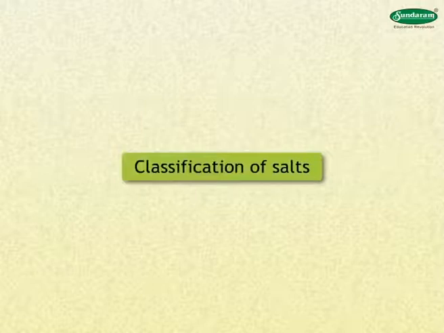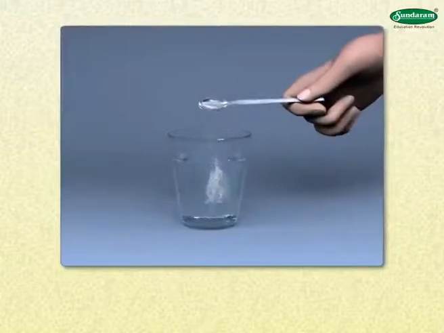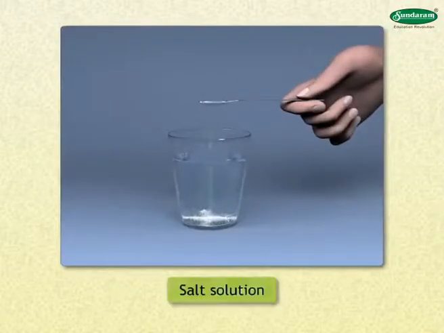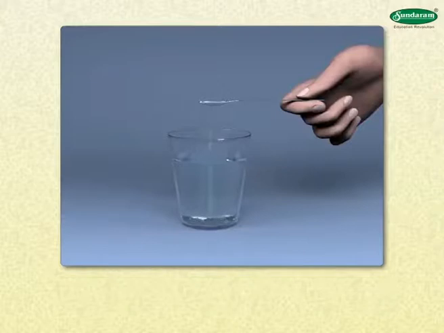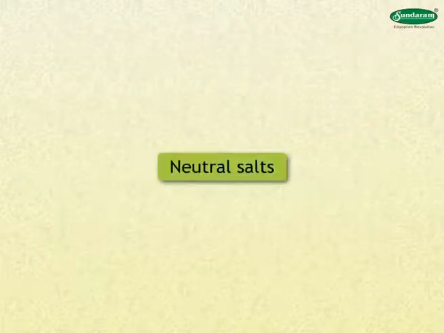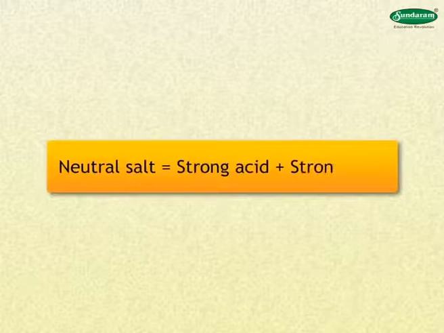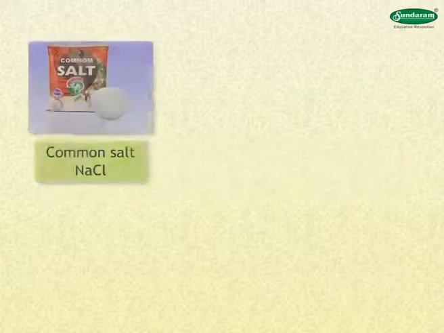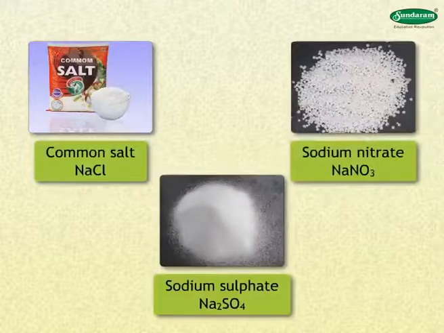Now let us come to the classification of salts. When salts dissolve in water, they form a solution. These solutions are acidic, basic, or neutral. Let us learn about them. Neutral salts. Salts formed as a result of chemical reactions between a strong acid and a strong base are neutral. Common salt, sodium nitrate, and sodium sulfate are examples of neutral salts.